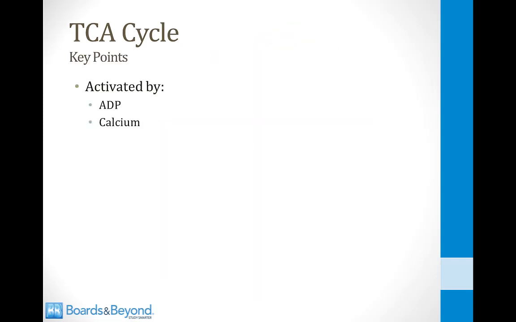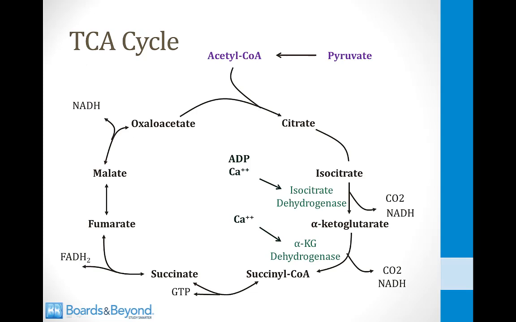The TCA cycle is activated by ADP and calcium. Here's where those activators exert their effect. ADP and calcium can both activate isocitrate dehydrogenase, and calcium can activate alpha-ketoglutarate dehydrogenase. And that concludes our module on the TCA cycle.